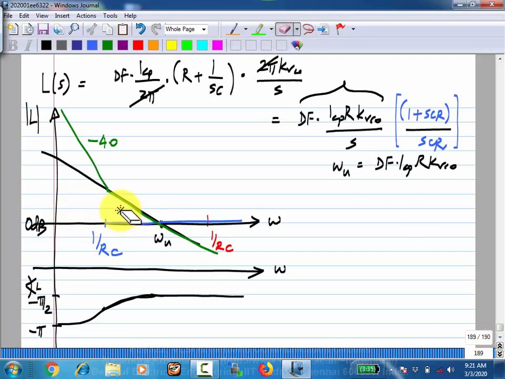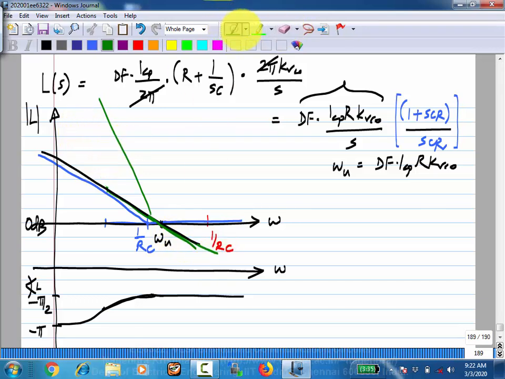So if instead of this I had it like that, that is I bring in 1 by RC very close to omega u, what happens? The loop gain would look like that, right? And then the loop gain phase would look like that. Okay. So now, what is the phase margin?